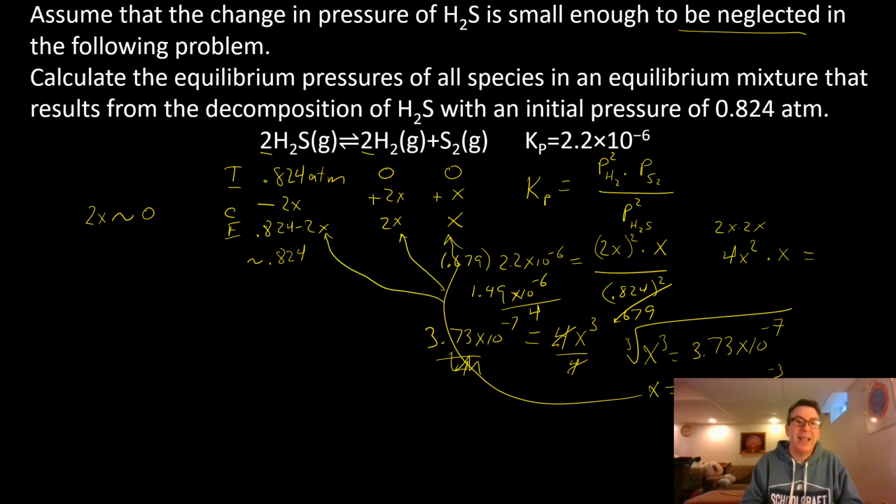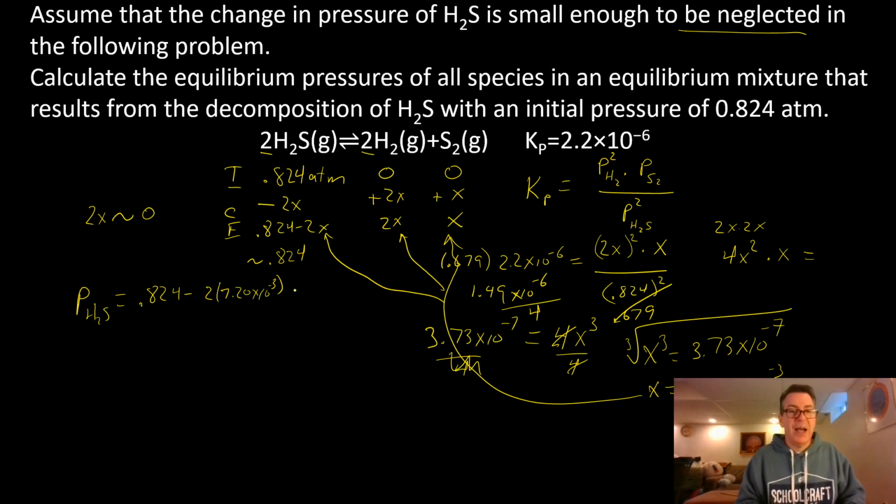We could even plug it back into the original equilibrium amount for H2S and get our approximate new H2S partial pressure. So if we go down the list here, the partial pressure of H2S, we would expect that to be 0.824 minus 2 times the 7.20 × 10^-3. And that comes out to, again, this is an approximate value, 0.810 for that.